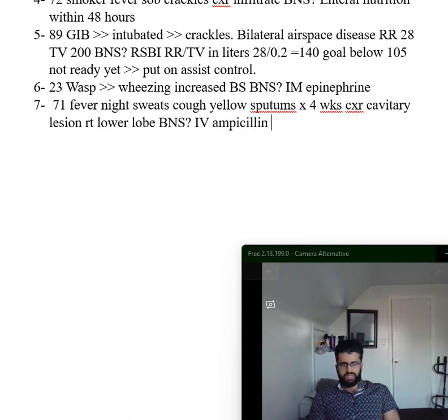You give ampicillin-sulbactam, which is Unasyn, because of the bacteria that could cause this: Prevotella, Streptococcus, Bacteroides, Pseudomonas, Nocardia, Aspergillus, Mycobacteria. Other causes could be Aspergillus, which is common. You're going to see that a lot. Malignancy, diabetic.